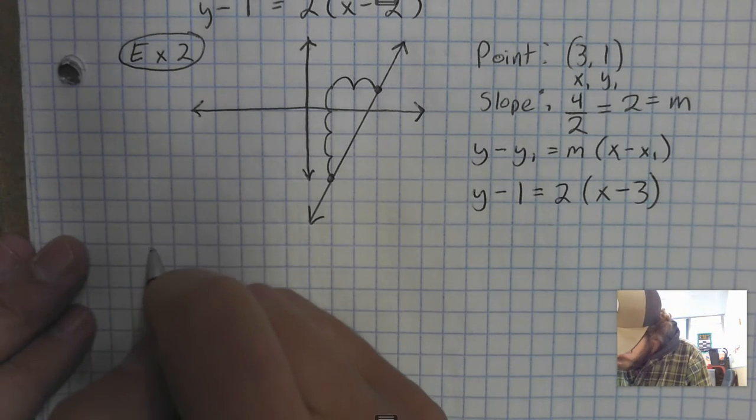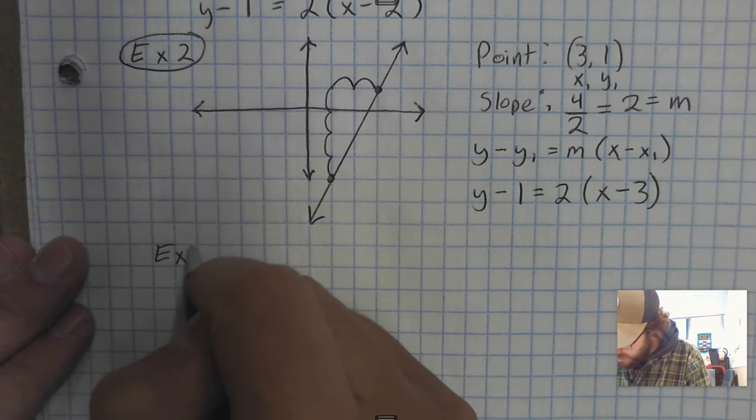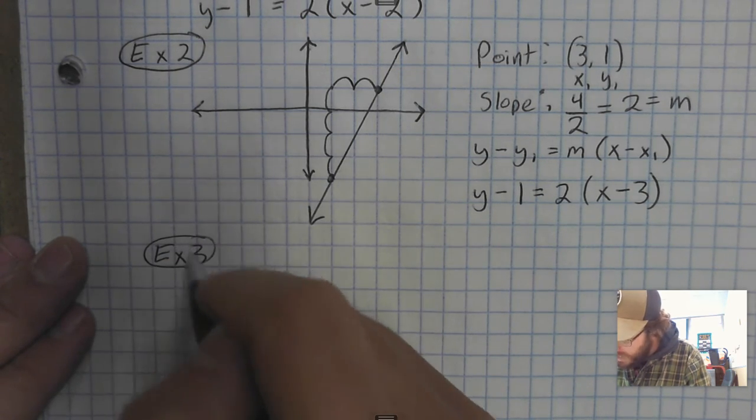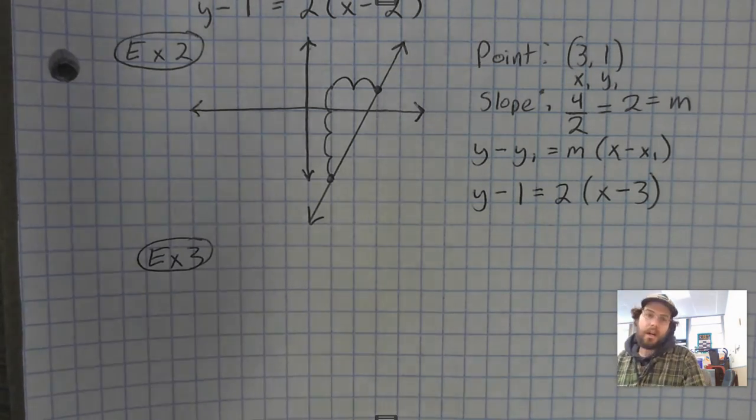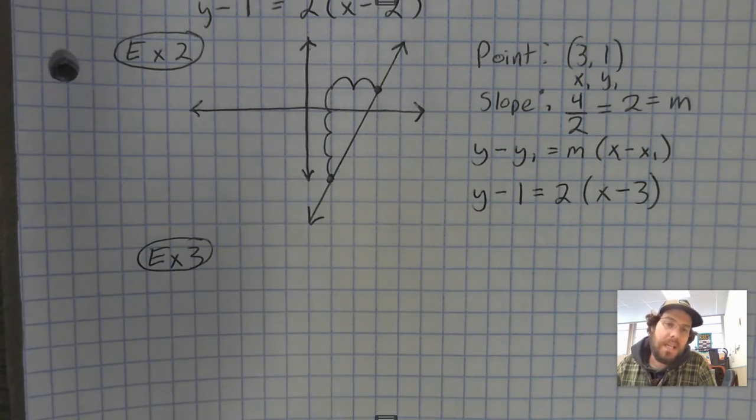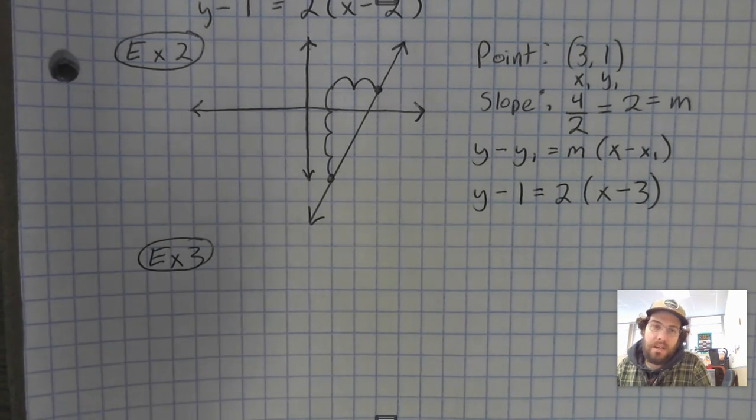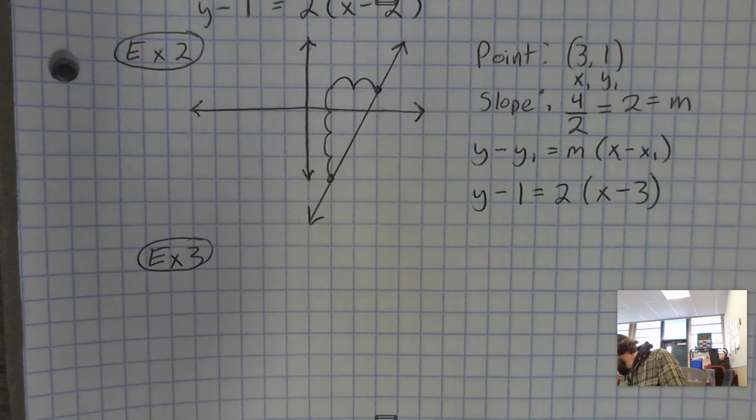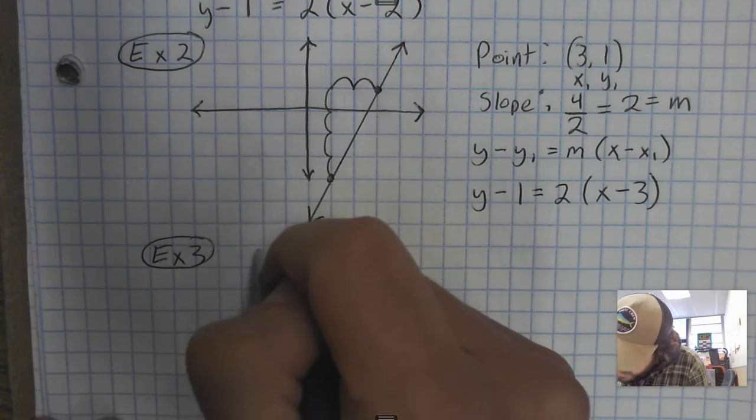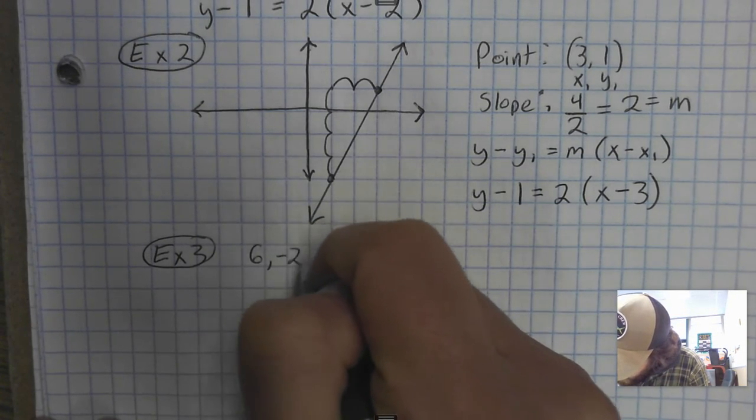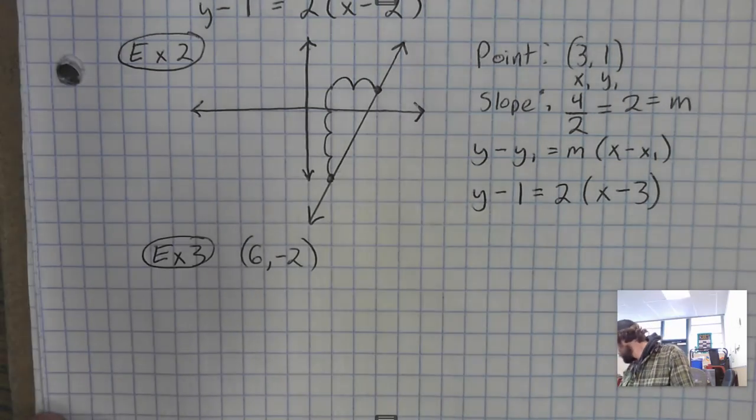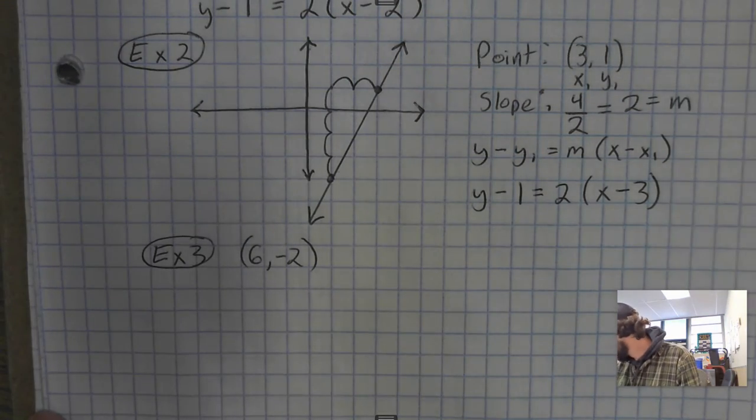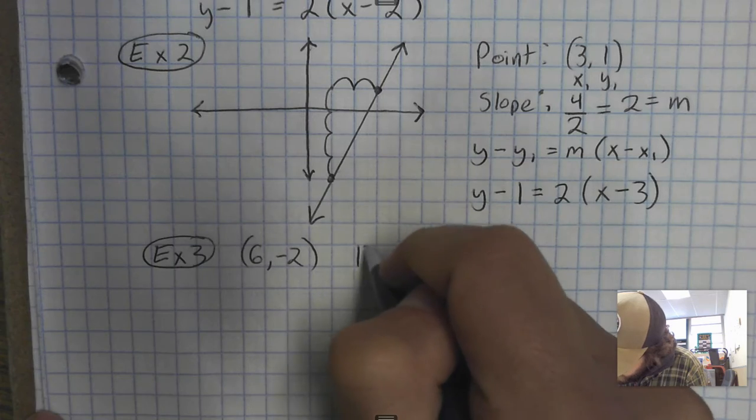Example 3, what they're going to do is they're going to keep taking away little pieces and see if you could still do it. So now they're not even going to give us a graph of a line. They're just going to give us 2 points. So the 2 points, let's go 6, -2 as one of our points, and 12, 1 as the other point.